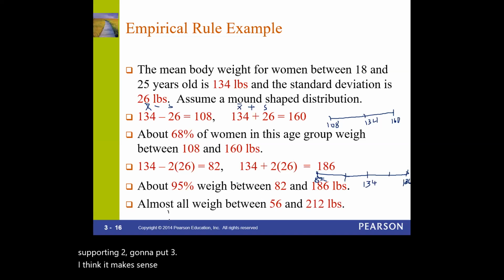You're going to say 134 minus 3 times 26. That's going to give you 56. Or 134 plus 3 times 26. That's going to give you 212.